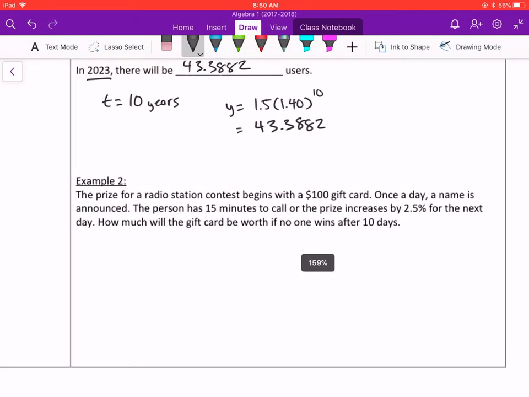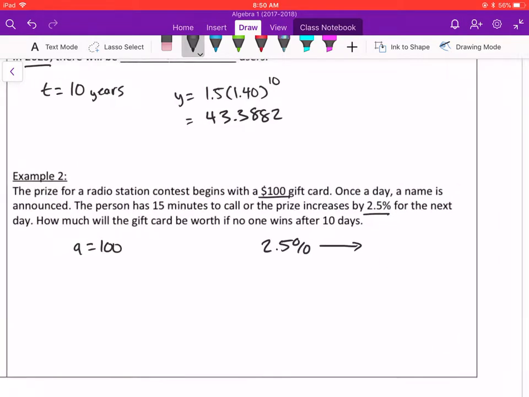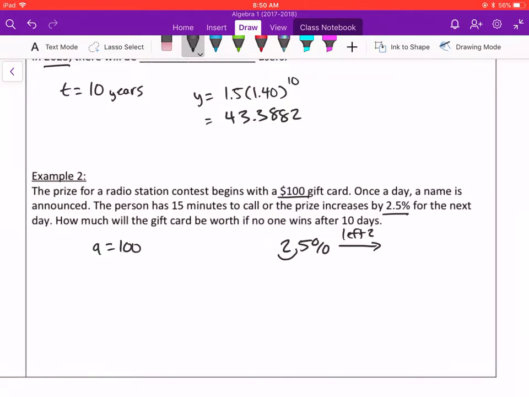Looking at example 2, the prize for a radio station begins with a $100 gift card. So we know your initial value is going to be $100. You're starting with that. Once a day, a name is announced. The person has 15 minutes to call, or the prize increases by 2.5%. When you have a percentage, you always have to switch it to a decimal. So if you have the percentage 2.5, going from percent to decimal, you move the decimal point to the left twice. So here it goes 1, 2. That means there's going to be a 0 here, so 0.025.